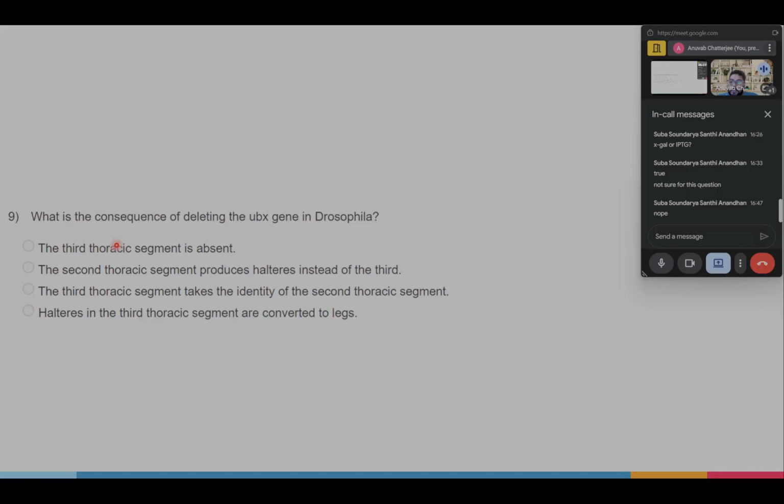And now we are going to deal with our final set of genes, which are the homeotic genes, and one of them being the UBX gene. So what is the consequence of deleting the UBX gene in Drosophila? The options are: the third thoracic segment is absent, the second thoracic segment produces halteres instead of third, the third thoracic segment takes the identity of the second thoracic segment, or halteres in the third thoracic segment are converted to legs. What do you think is the correct option?